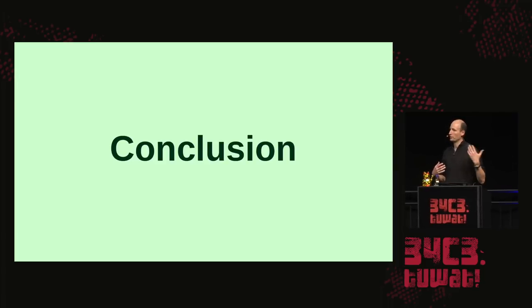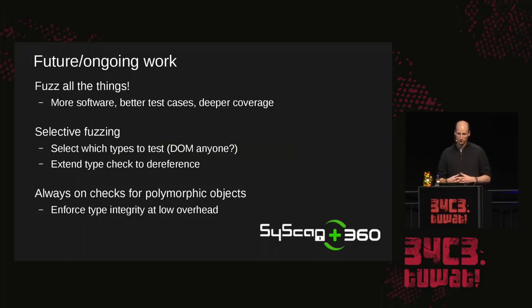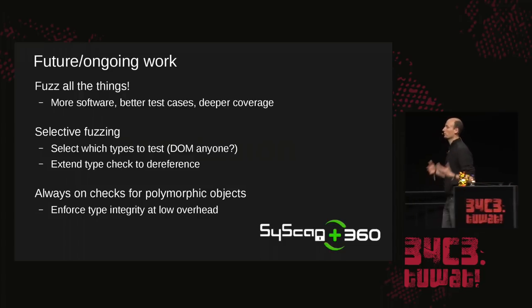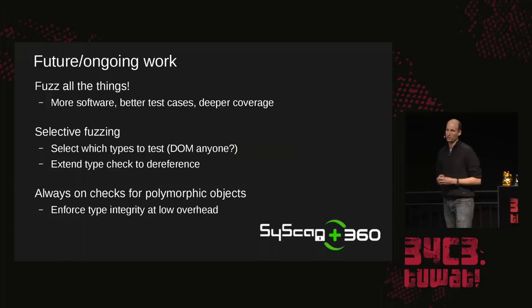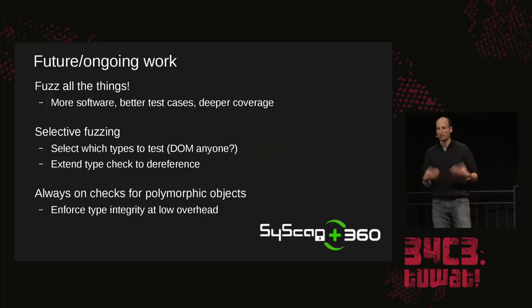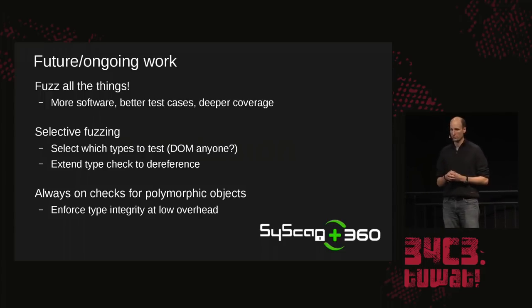So, in concluding remarks, what did we do? What are steps forward? How can we improve from here? On one hand, we want to fuzz all the things. So we want to go deeper. We want to find more software. We want to find better test cases, better fuzzing inputs, and get deeper coverage for the overall systems.